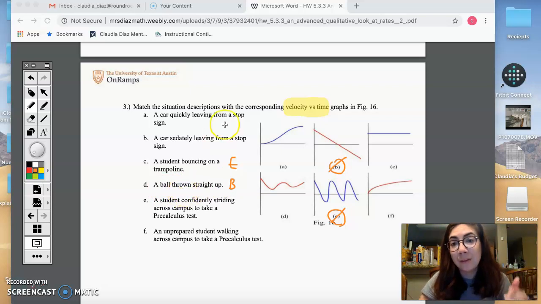Remember that the ball thrown up, that's our height of the ball. So we want to figure out what the velocity is. Velocity is the derivative of the height or position.